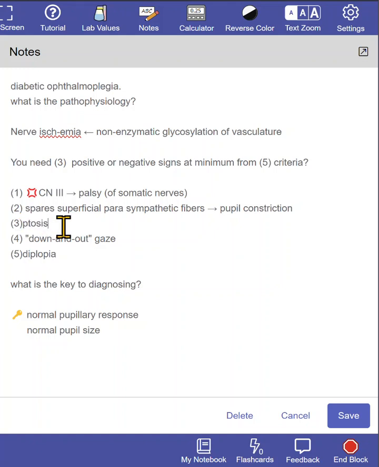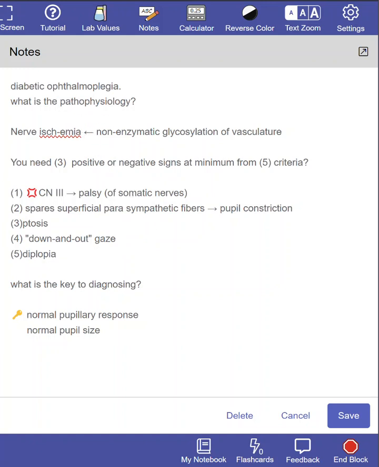is when you have a partial lid. It's not fully able to open. And then down and out gaze is where your eye is looking temporally and down. And then diplopia is where you have double vision from that down and out gaze. These are all very highly related, because they all have to do with ischemia, right?